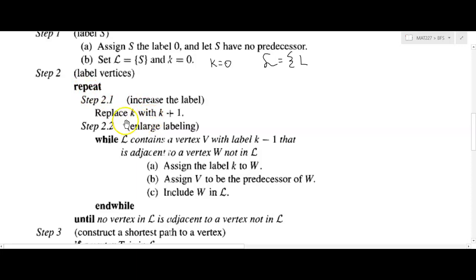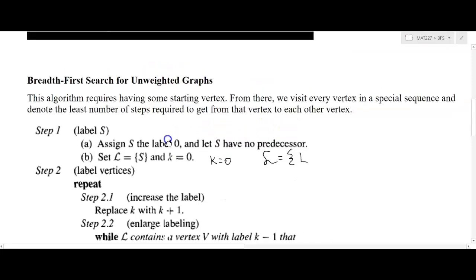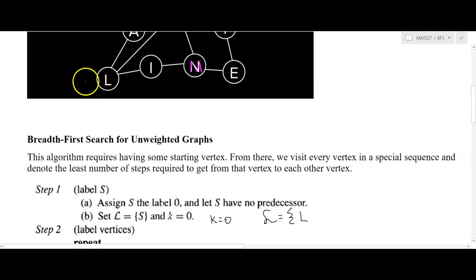So the first step is to replace k with k plus 1. Oh, and again, assign s the label 0 and let s have no predecessor. So the way we're going to indicate that is down here we're going to say the shortest distance from L to L is a distance of 0, that's where our label 0 comes from, and let s have no predecessor. So in parentheses, I'm just going to put a little dash in there to say that L is 0 units away from itself and it doesn't have any predecessor, meaning we didn't arrive at L from any other vertex.